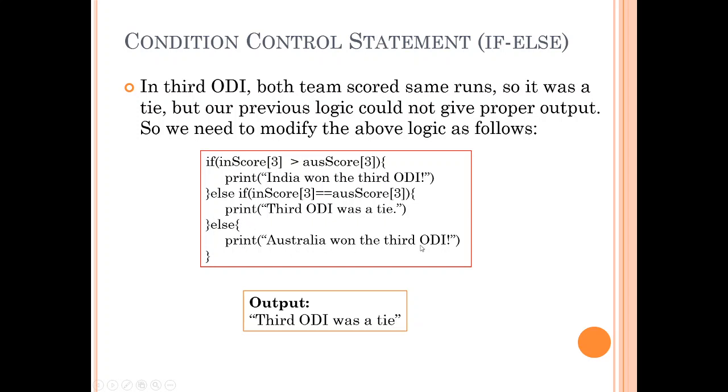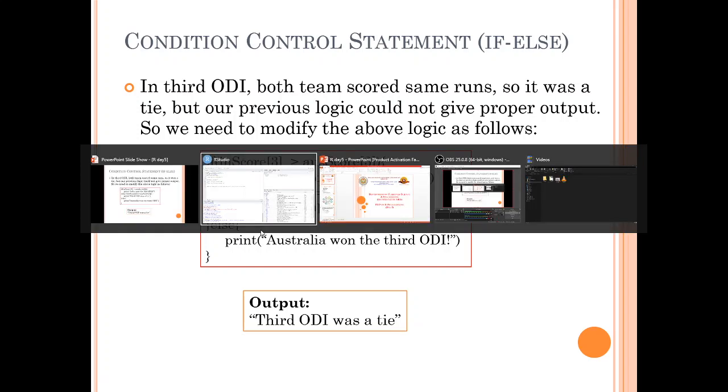So there can be primarily only three outputs of any ODI match happening. Either team A won or team B won, or the match was a tie. So when you are having three possible outcomes, you cannot check it using single if conditions, and that's why such a kind of structure is very useful.